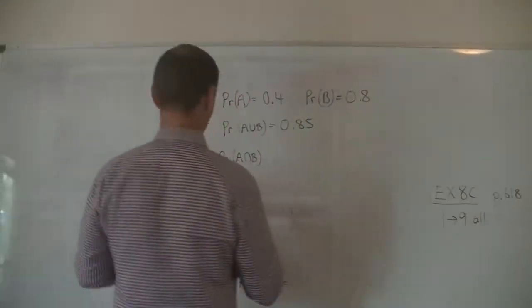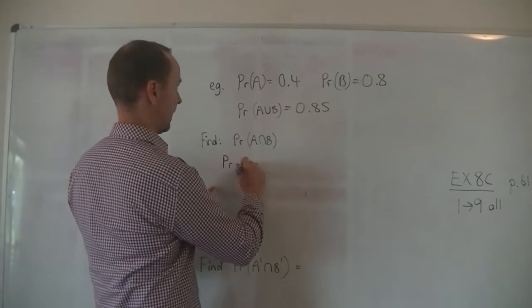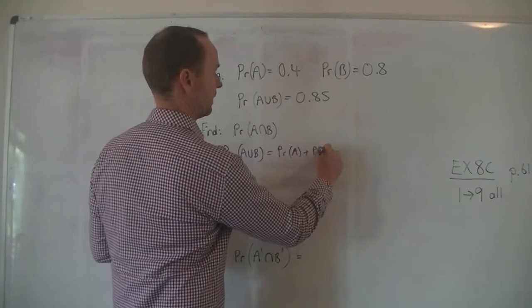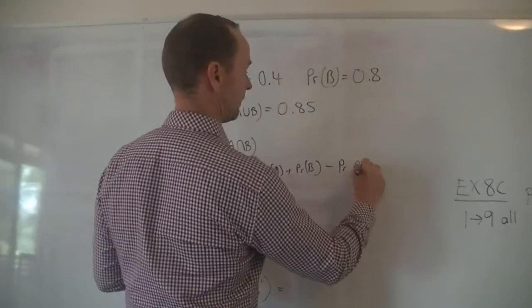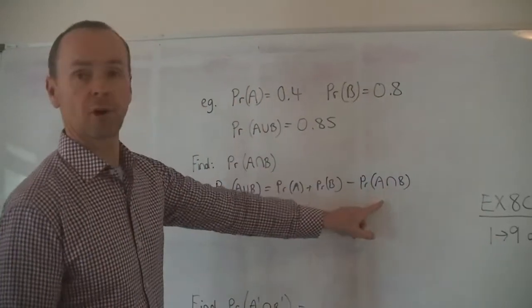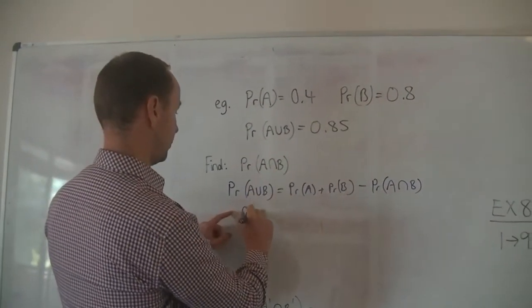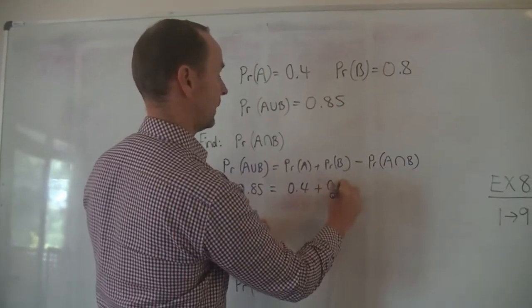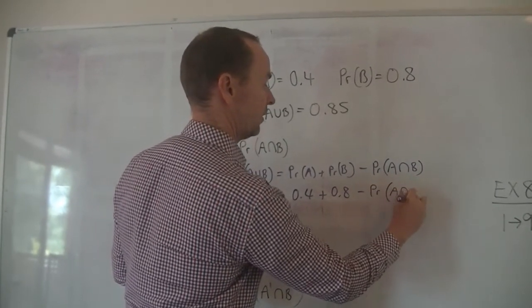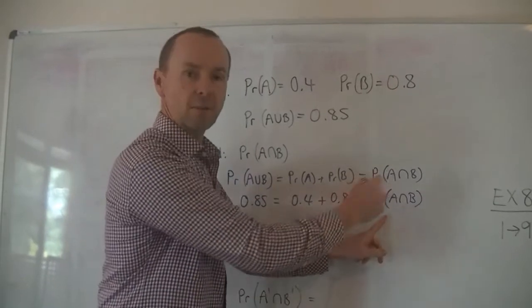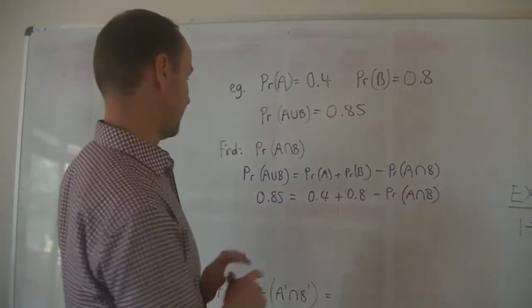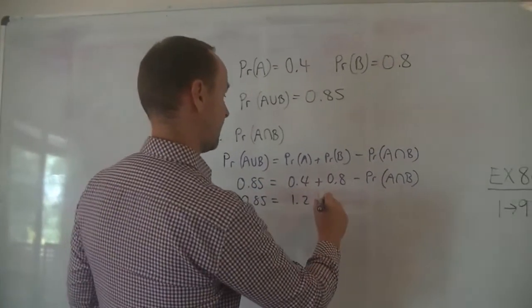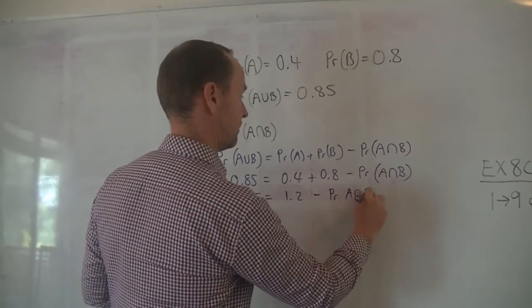Okay, so we use the addition rule. We write the formula out: probability of A union B equals probability of A plus the probability of B minus the probability of A intersection B. That's what we're trying to find. So all we have to do is substitute the values in. So we get 0.85 equals 0.4 plus 0.8 minus the probability of A intersection B. If you wanted to replace that with X or something like that, so you don't have to write that out every time, that's fine. 0.85 equals 1.2, add those together, minus the probability of A intersection B.